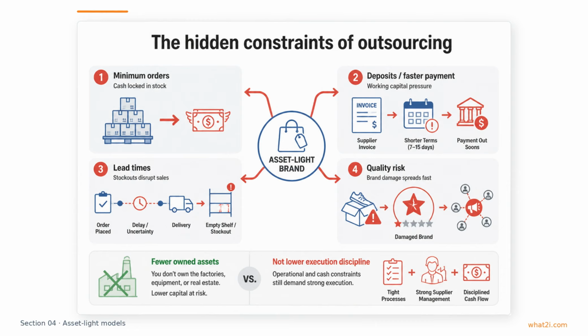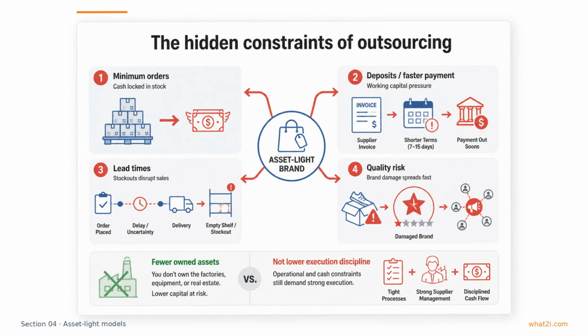Long lead times can cause stockouts or missed demand, especially if forecasting is weak, and poor quality can damage the brand quickly because customers usually blame the company they bought from, not the supplier behind the scenes. Asset-light businesses therefore need strong planning and control systems even when physical ownership is low.